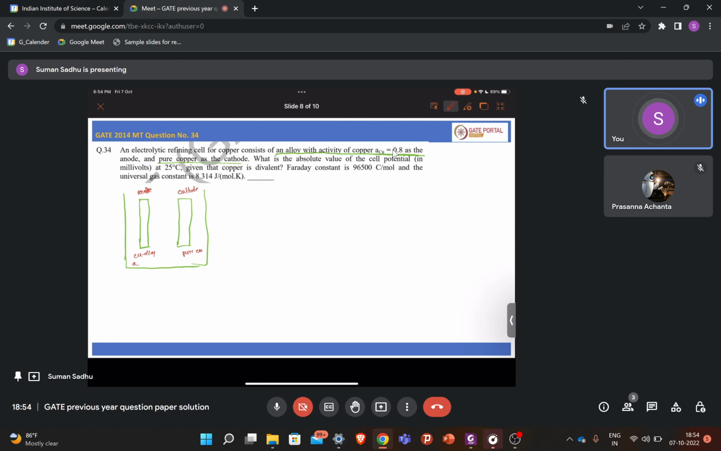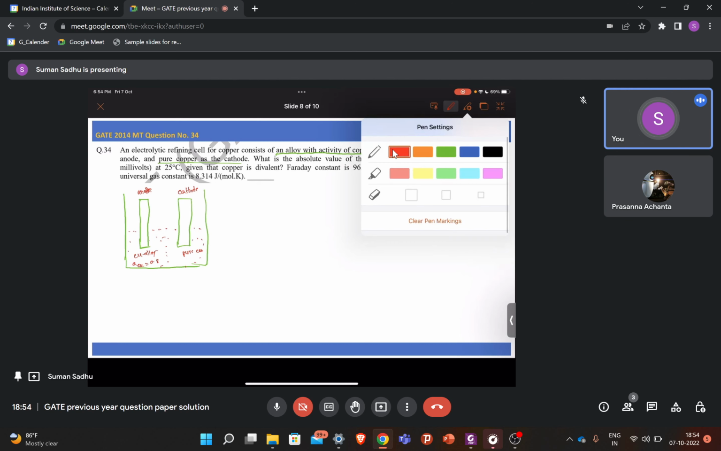Where the activity of copper is 0.8, and you have some electrolyte in this chamber. Now, can you write the half cell reactions for this electrolytic refining? What is happening basically? Where is oxidation happening and where is reduction taking place?